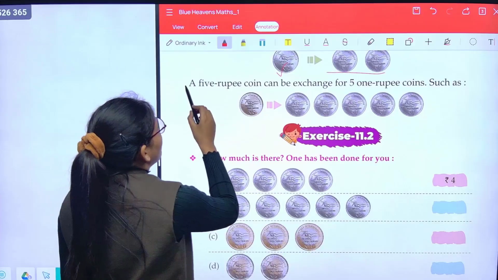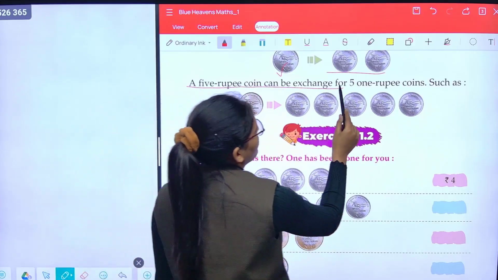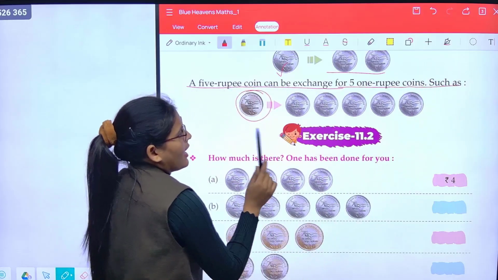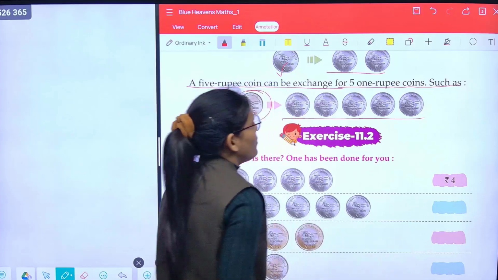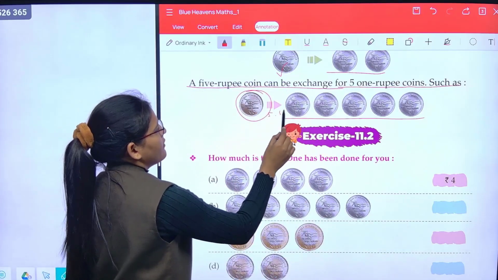Now a 5 rupee coin can be exchanged for five 1 rupee coins, such as अब आपके पास 5 rupee coin है एक, बट आपके पास 1 rupee के 5 coins हैं, so 5 is equal to 5.